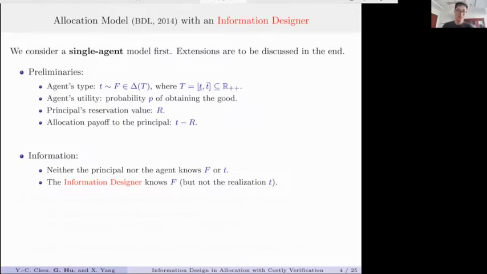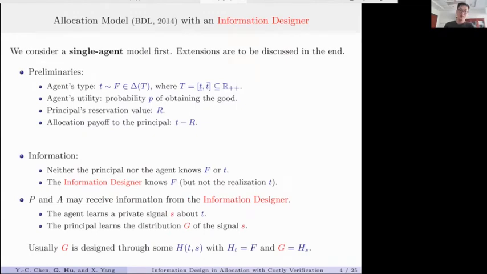The key information here is that we assume the information designer knows capital F, the distribution, but not the realization. And the principal and the agent may receive some information from the information designer. So the agent may learn a private signal S about the true type T. And the principal may learn a distribution capital G of the signal S. So capital G here is only the distribution of the signal, not the distribution of the real type.